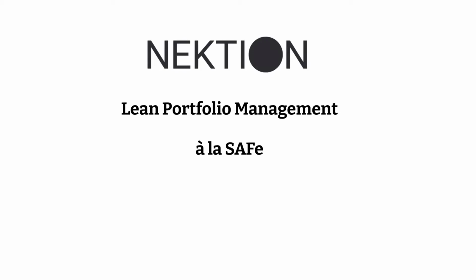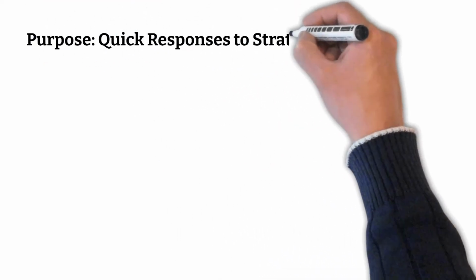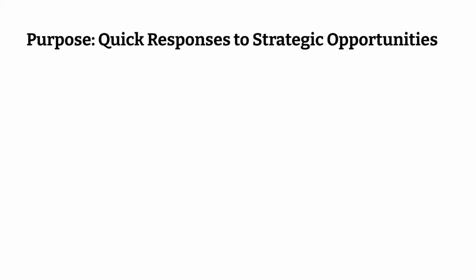In this video, we are going to talk about how to use Nektion for lean portfolio management as it is described in Scaled Agile Framework, or SAFe. The purpose of lean portfolio management is to respond quickly and with minimal overhead to strategic opportunities. We are covering three topics.